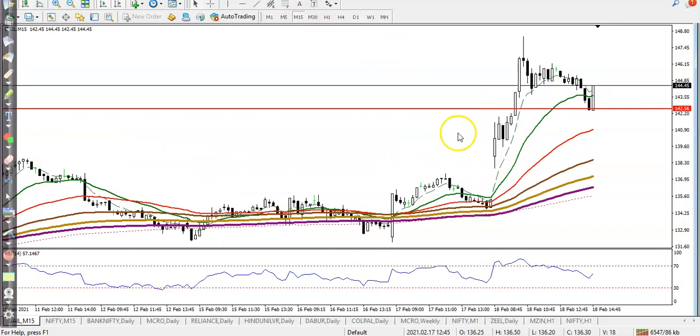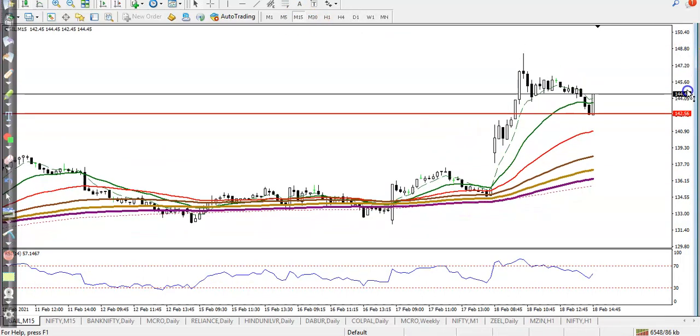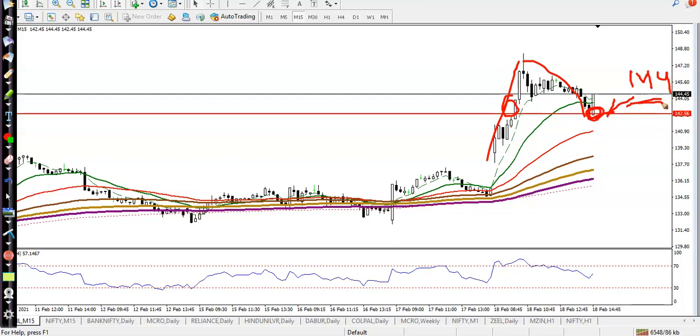Now you can see the 15 minute. Exactly, price pulled back toward the resistance line. Now it's becoming a support. Price broke this resistance line somewhere there and pulled back. And that is our buy opportunity. So around 144, that is our buy opportunity.